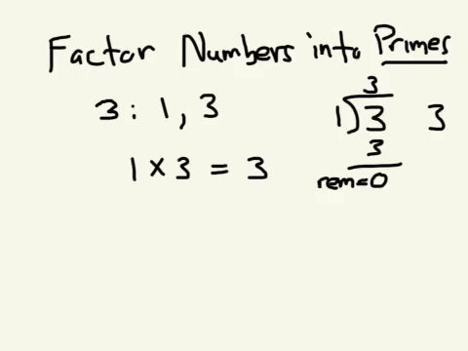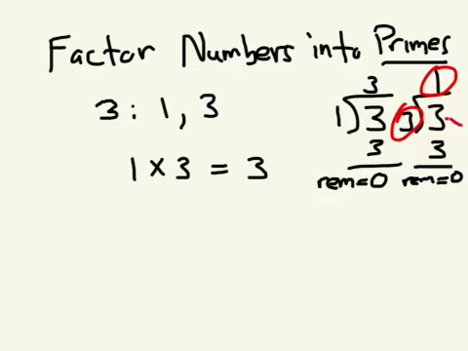Also, if I divide 3 by 3, I get 1, and my remainder is again equal to 0. That means my divisor and my quotient are factors of my dividend.